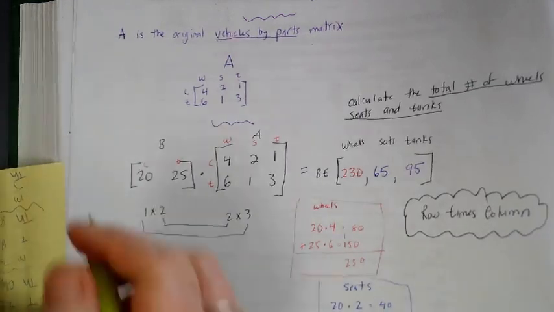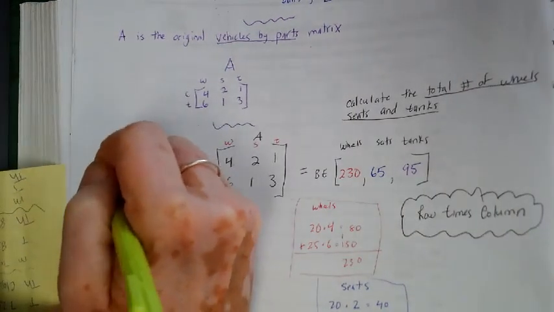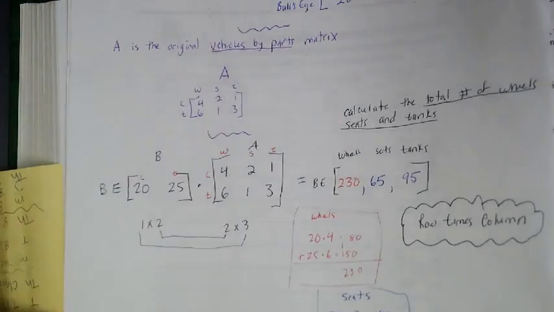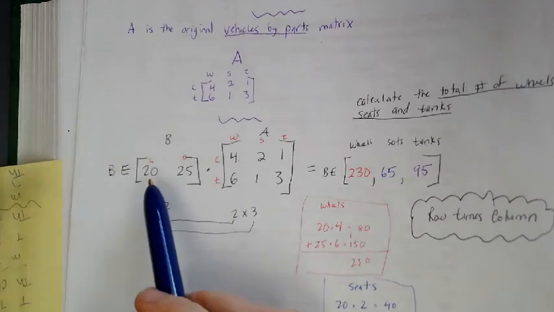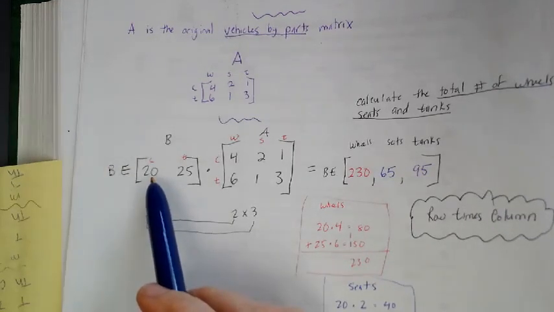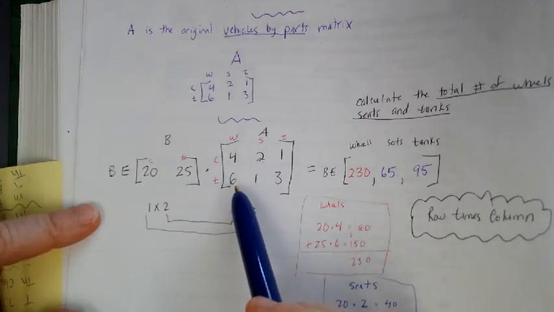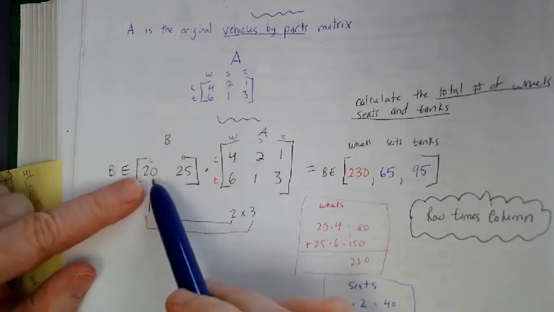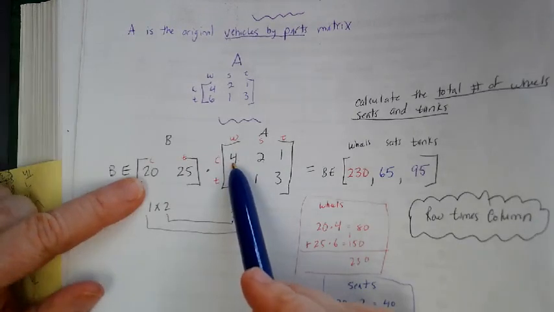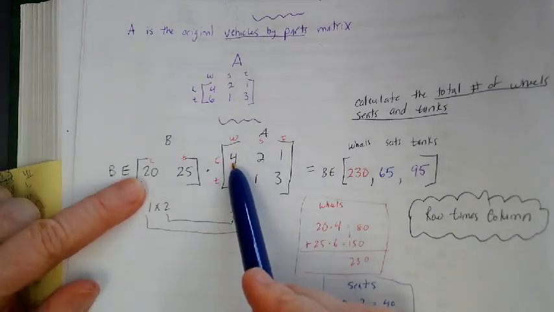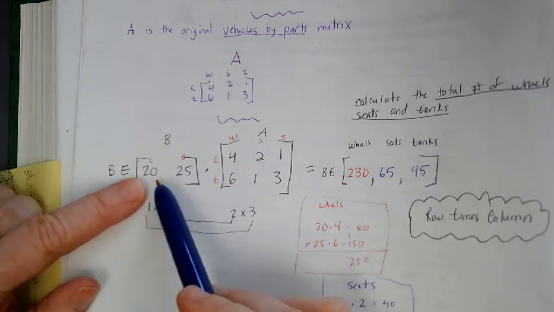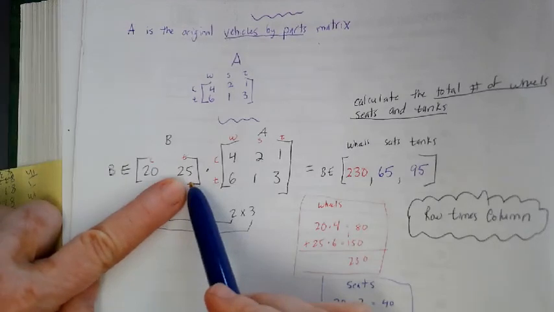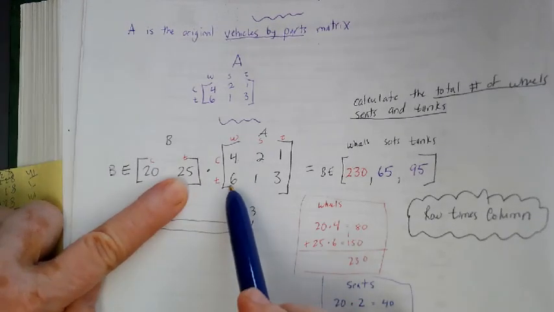Remember, we'll write BE for Bullseye. 20 cars. So I need to find the total amount of wheels. I'm going to go to the wheels column, and I know that I need 20 times 4 wheels to take care of all the cars that they want to build. But also I need 25 times 6 wheels for all the trucks they want to build.